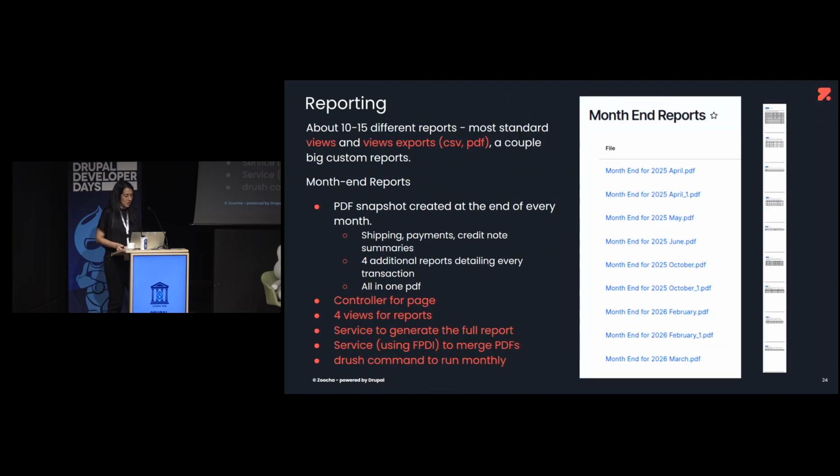And here we have a quick overview of reporting that was done. We have about 10 to 15 different reports. Most were done using views and views export, but there were a couple of big reports that I had to do. One report was the month-end report, which is a PDF snapshot created at the end of the month. It contains shipping, payments, and credit note summaries.